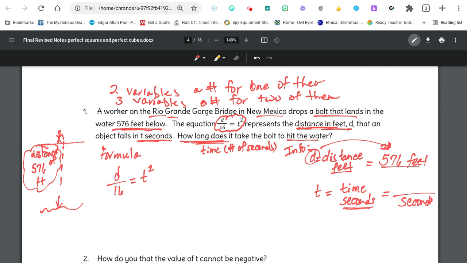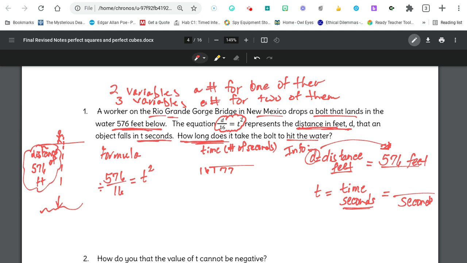Okay, so given a number for d, I want to figure out if I drop that boat 576 feet, how many seconds it's going to take the boat to hit the water. All I do is use this formula and it'll tell me exactly how many seconds it's going to take that boat to hit the water. So I have a number for d. So I'm going to take d out and replace it with 576. And this just means divide. So 576 divided by 16.